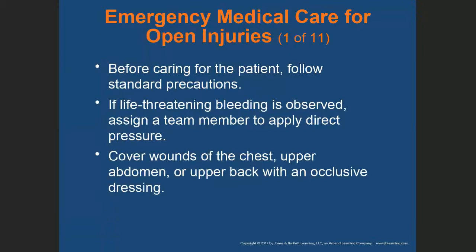Emergency medical care for open injuries. Before caring for the patient, follow standard precautions. If life-threatening bleeding is observed, assign a team member to apply direct pressure. Cover wounds of the chest, upper abdomen, and upper back with an occlusive dressing. Very important. An occlusive dressing is an airtight dressing. When we cover chest injuries and abdominal injuries, we will focus a little more on that.